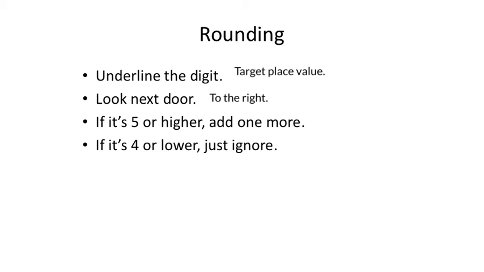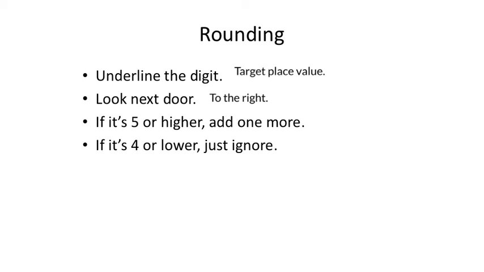Now you can see this rhymes because there's so many rhyming schemes for it. Underline the digit, look next door. If it's 5 or higher, add 1 more. If it's 4 or lower, just ignore. And there you go. If you want to make a little tune to that, do it somewhere else.